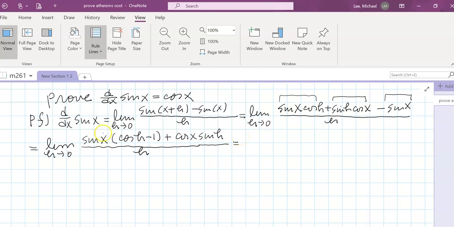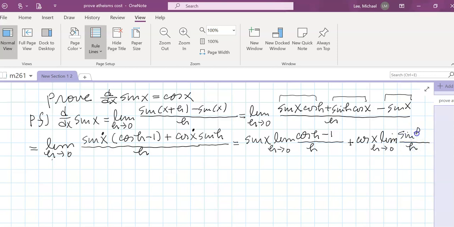because x is independent of h, I can take sine x out and then put the limit after that, h approaches 0 of cosine of h minus 1 over h, plus I take cosine x out and then the limit as h approaches 0 of sine h over h.